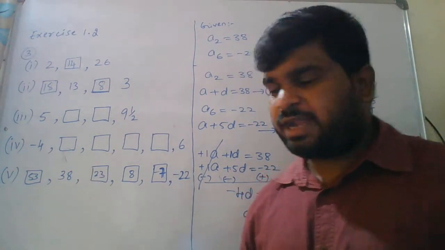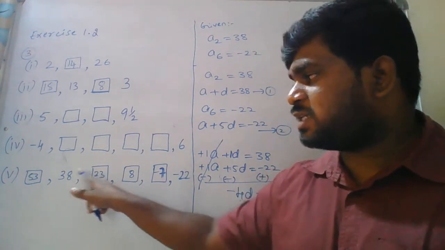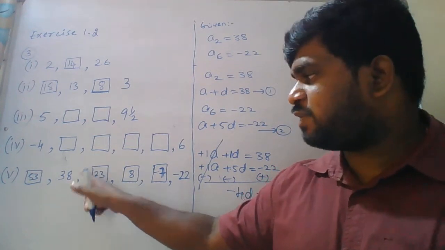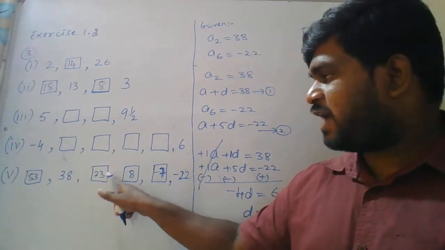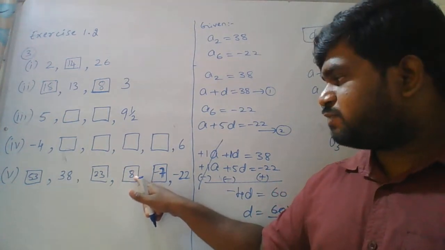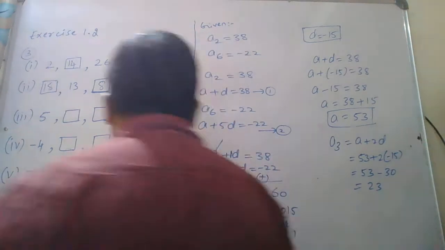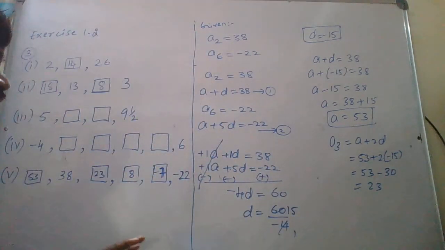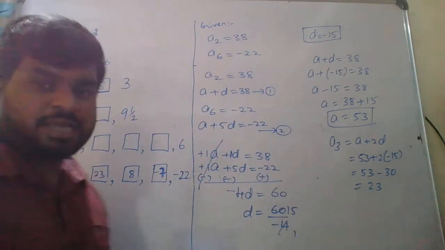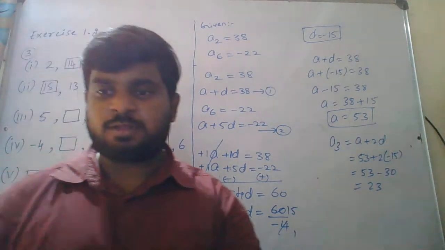You can do it that way, or you can directly do it. Once you know the value of A and D, you know this. How do you get the next one? Just add D to it. D is minus 15. If I add minus 15, 23. If I add minus 15, 8. If I add minus 15 to this, minus 7. Okay, it is like that. So we have completed the third problem. Okay, let's get into the next problem, students.